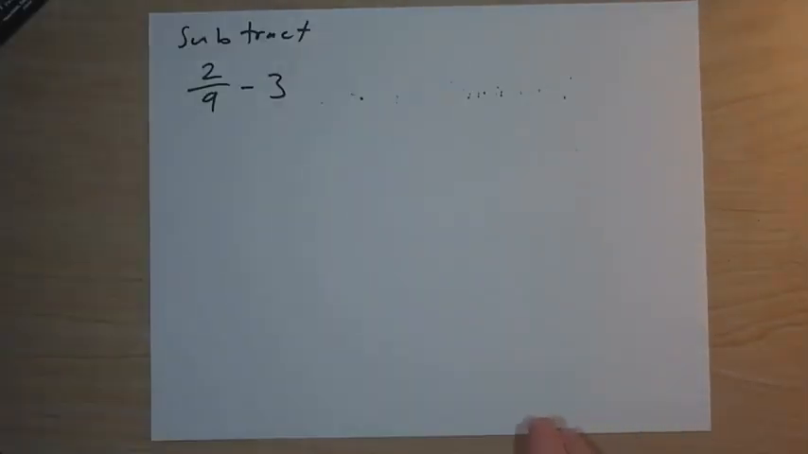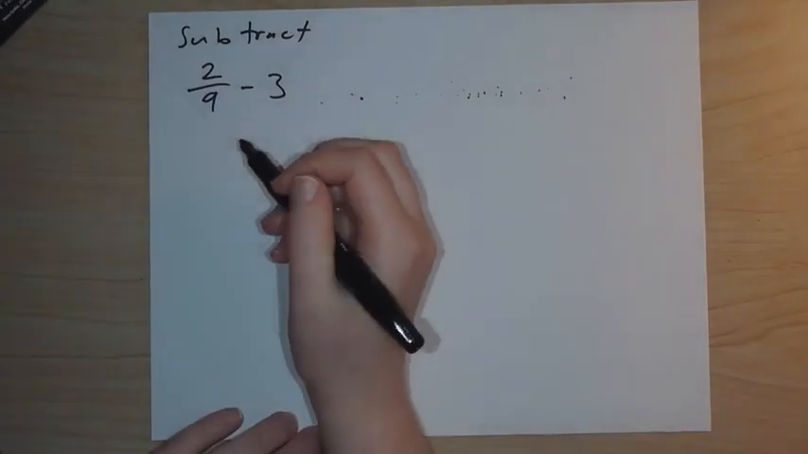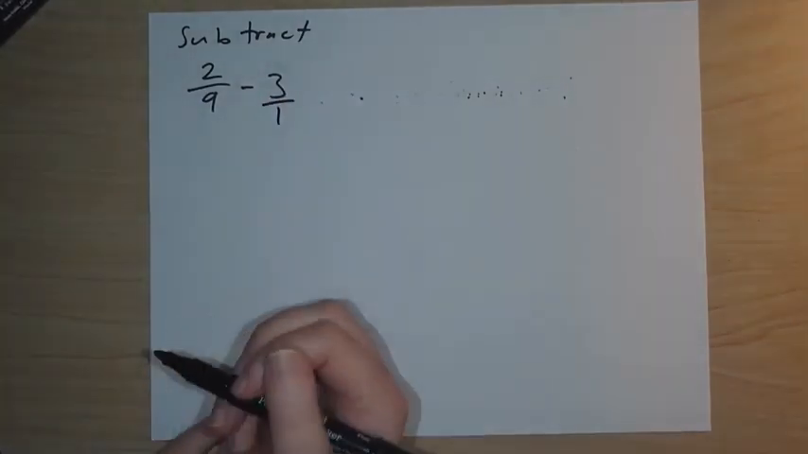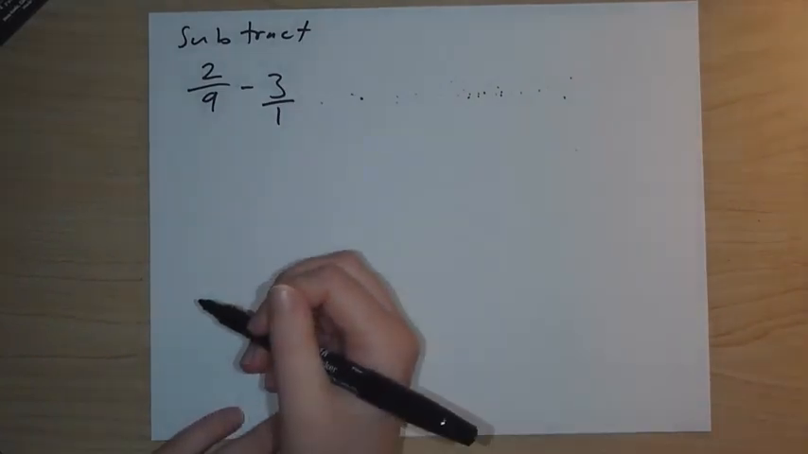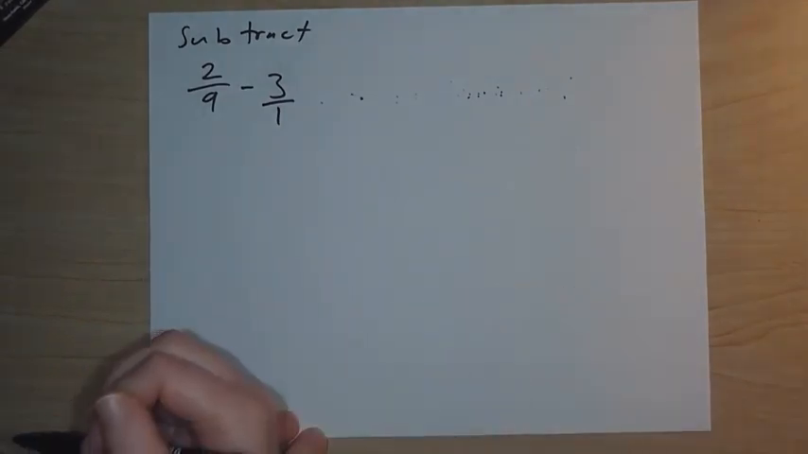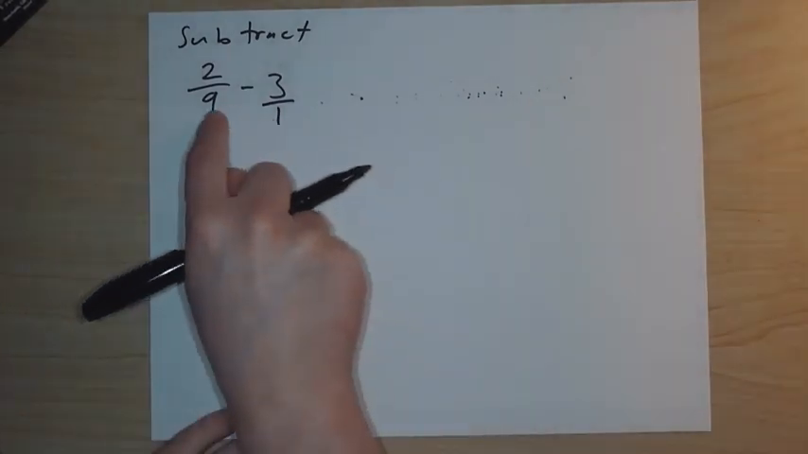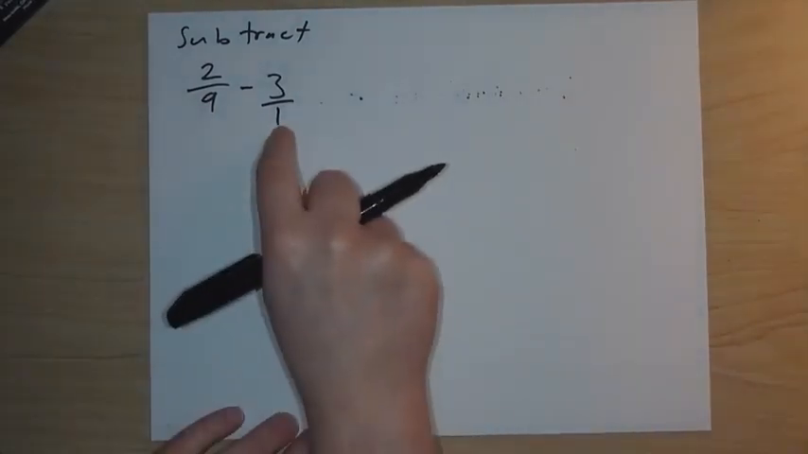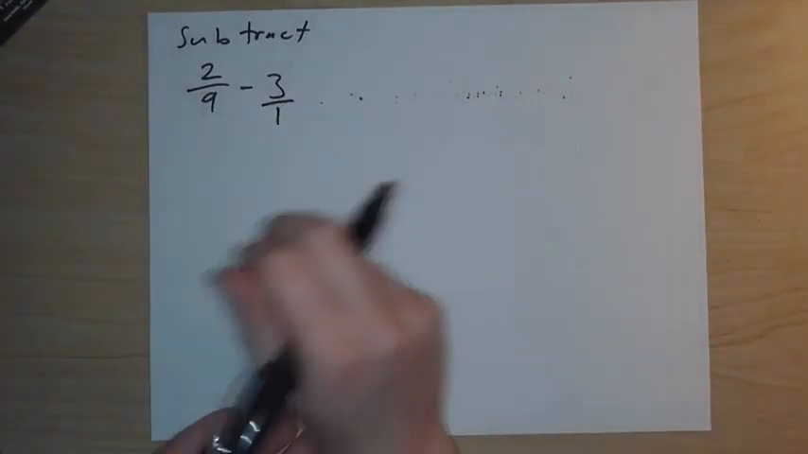Moving on to the next one, we want to subtract. We have 2 divided by 9 minus 3. So we can actually add a 1 under the 3, because 3 divided by 1 is just 3. So we have 2 divided by 9 minus 3 over 1. And we want to make this 1 and the 9 be the same. And the easiest way to do that is multiply the 3 over 1.